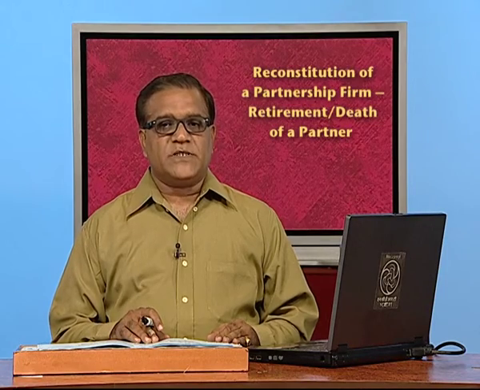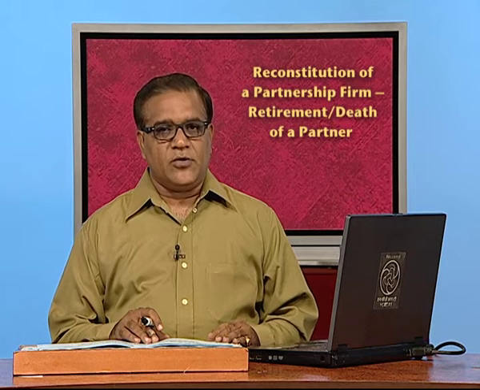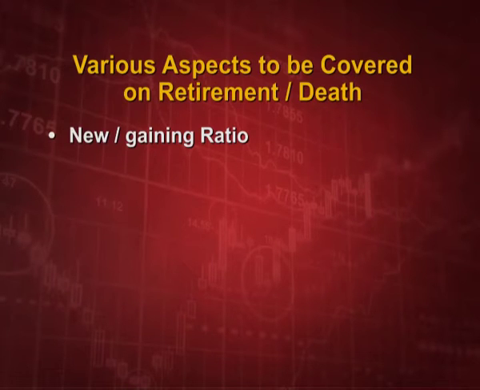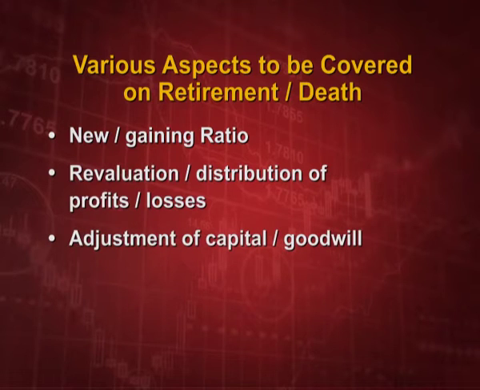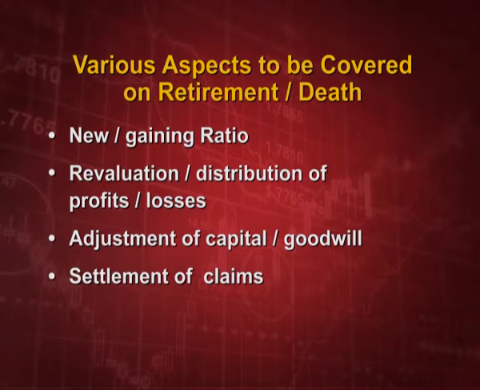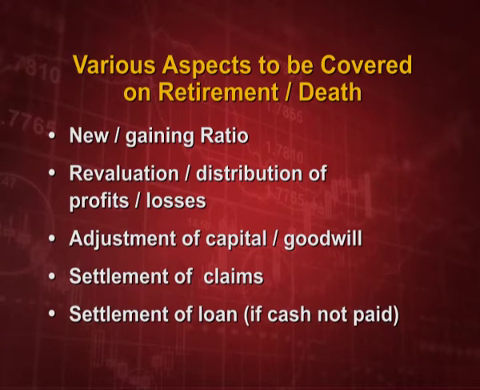The various aspects to be covered on retirement or death are new ratio or gaining ratio, then how we calculate the revaluation account and distribution of profit and losses, how we adjust the capital on retirement, what is the treatment of goodwill, how we settle the claims, and in case the settlement is not there, then how we settle the loan. Now, how to calculate the new ratio on retirement or death.